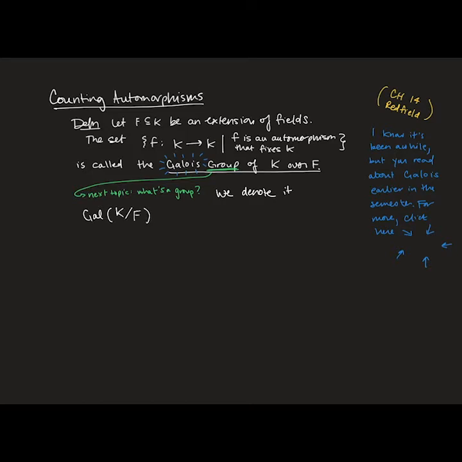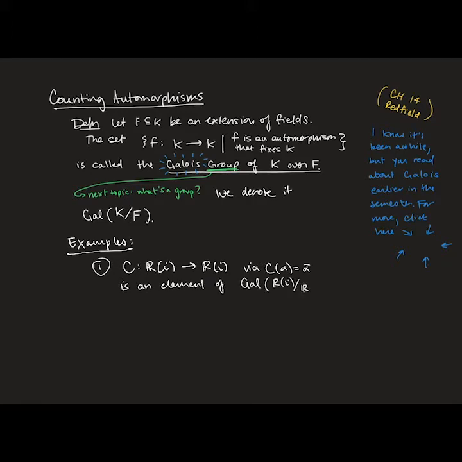So when we're talking about the Galois group of K over F, we denote it in this particular way, Gal of K over F. And let's look at our favorite example here. We have the conjugation automorphism from R adjoin i to itself. And we saw before that it's an automorphism, which means it's an element of the Galois group of the complex numbers over R. And so is the identity automorphism. That's always in there because it fixes everything, including the stuff we adjoined.